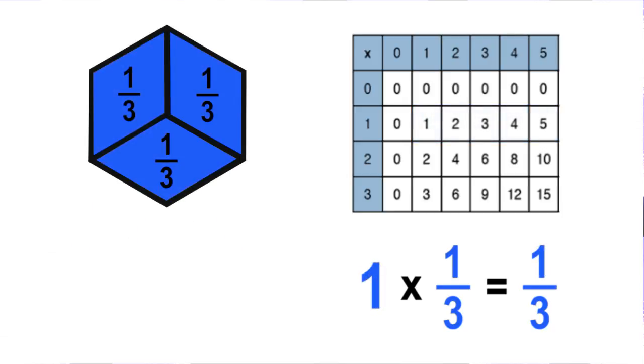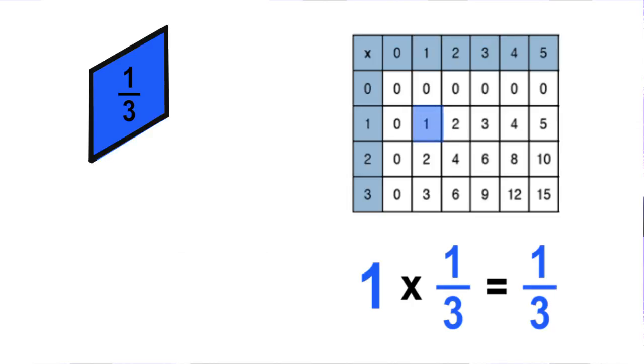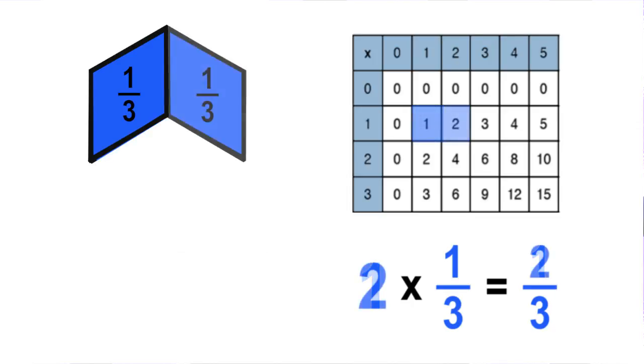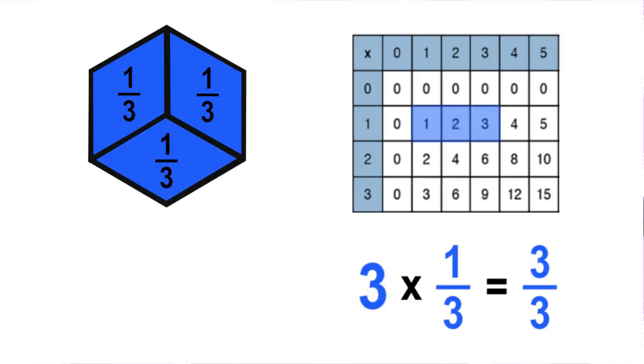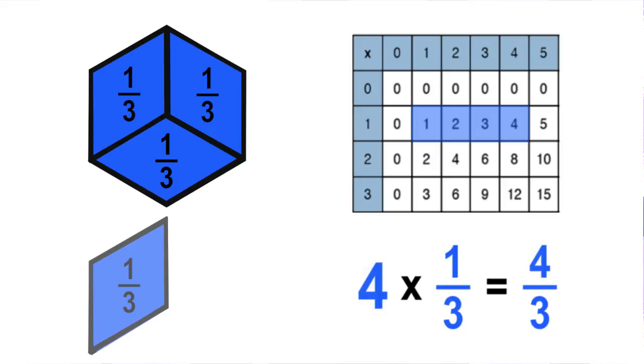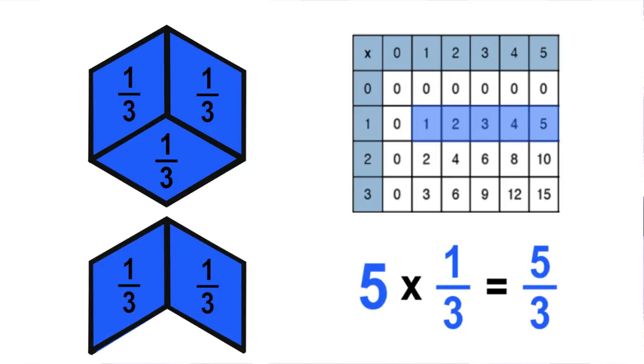When we look at multiples of a fraction, in this case 1/3, 1 times 1/3 is 1/3, 2 times 1/3 is 2/3, 3 times 1/3 is 3/3, 4 times 1/3 is 4/3, and 5 times 1/3 is 5/3. The numerator of the total increases as the whole number multiplying the fraction grows larger.